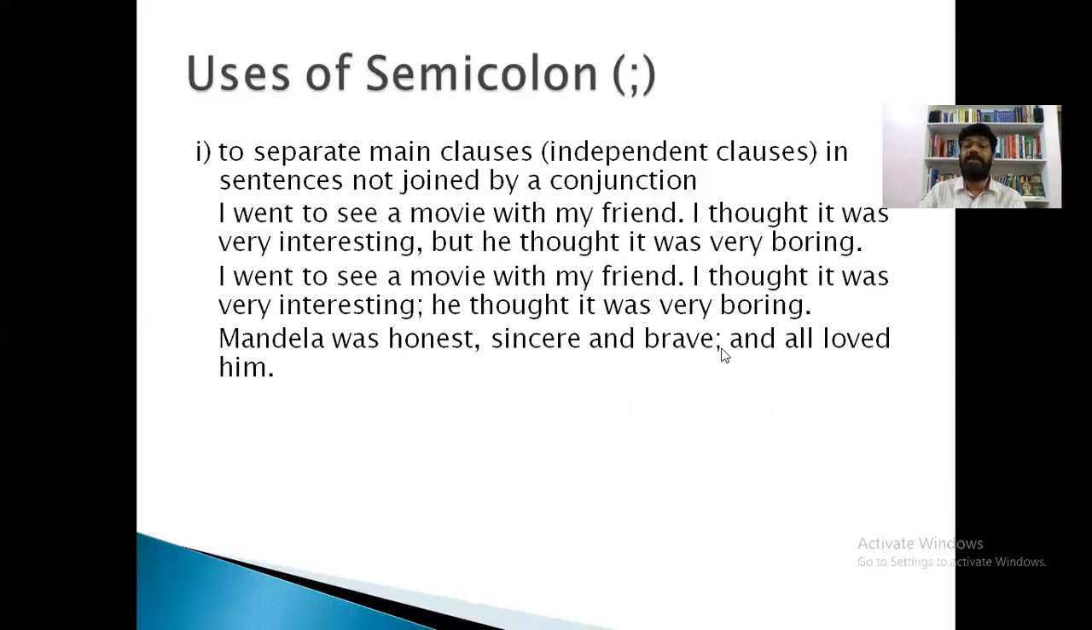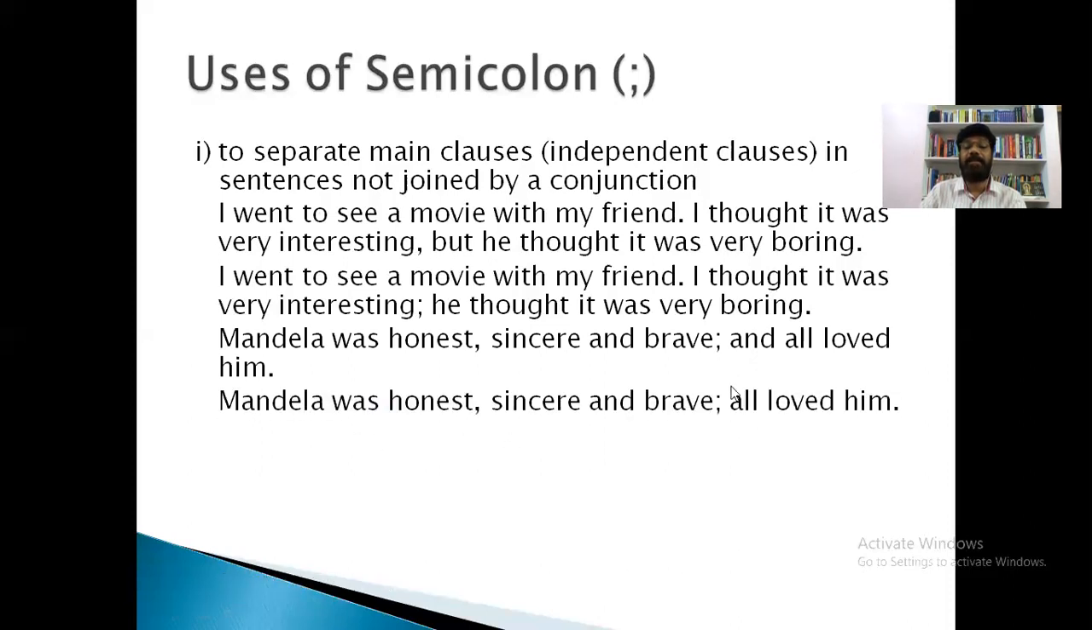Here we have used a semicolon. It means that all loved him. So this sentence is also correct. Now in this sentence, we have omitted the coordinating conjunction "and".